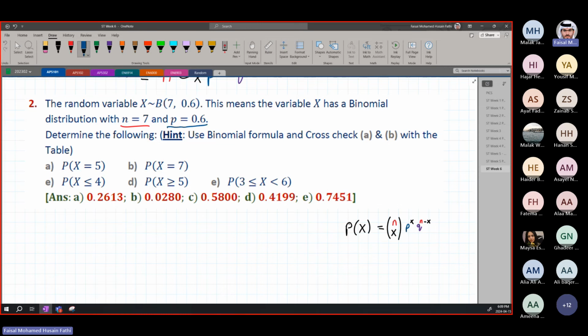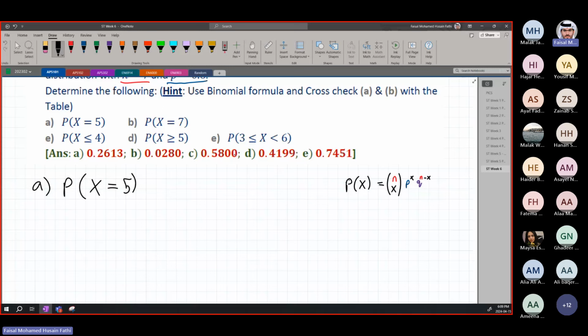Okay? This means that the variable x has a binomial distribution with n equals 7 and p equals 0.6. Determine the following. So A says find the P of x equal to 5. All right? Again, all you are going to do is use this equation, P of x. So P of x equal 5 is equal to nCx, which is n. What is our n?